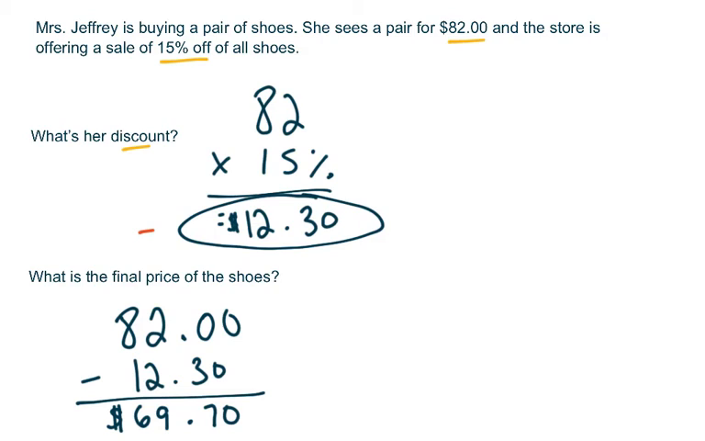So this is the process for finding a discount. Again, you take the percent of the original value. That means times. So you multiply 0.15 or 15% times 82. Then you subtract that number that you get off of it. That's going to give you your final sales price.